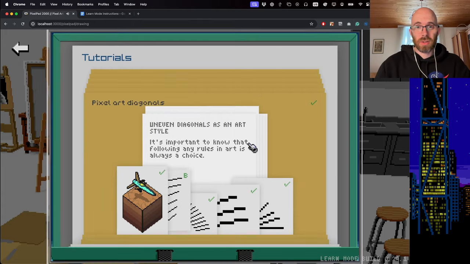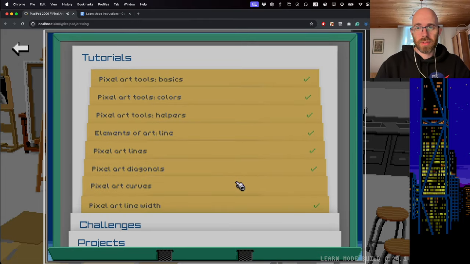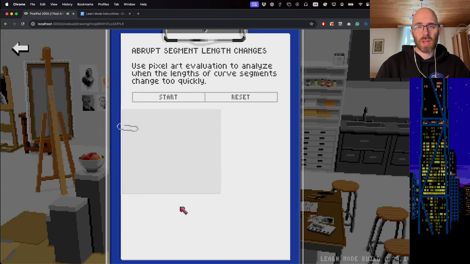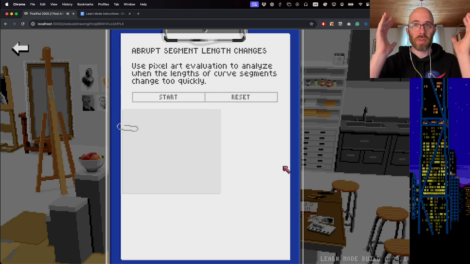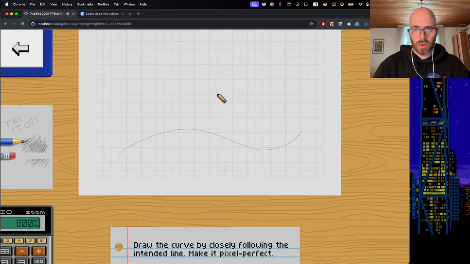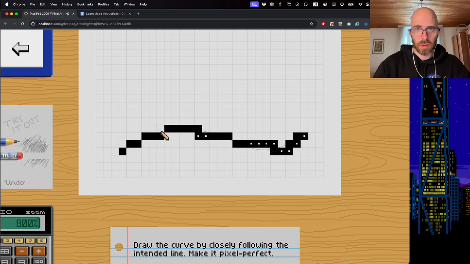So now let's take a look at what the curves tutorials look like this time. I wanted to introduce each one of the criteria for smooth curves individually, because otherwise it was just a lot of knowledge at once. So here we will first take a look at abrupt segment lengths. This one asks us to draw the curve by closely following. So it just needs to be a pixel perfect curve. So if you just do this, you're gonna be missing stuff.